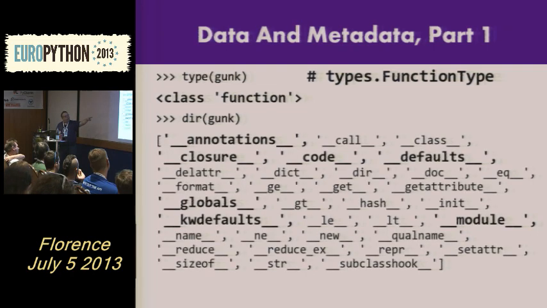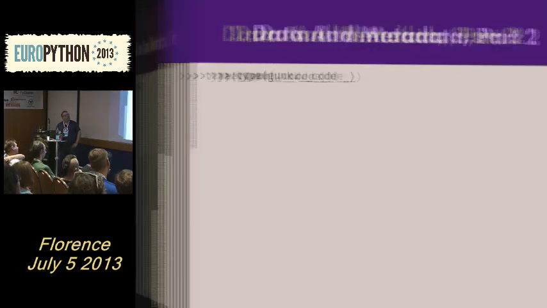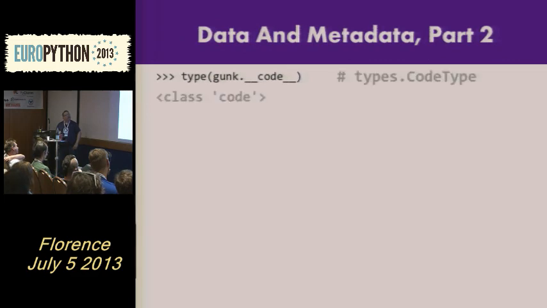The stuff that I made bold and large there is the stuff that's relevant specifically to function objects. But there's one in particular that's really interesting here. That's dunder code, right in the middle of the second line there. Dunder code is awfully important. That's the code object, which I'm going to break apart on this slide here. So type of gunk.dundercode is of type code type. It is of class code in the repr.